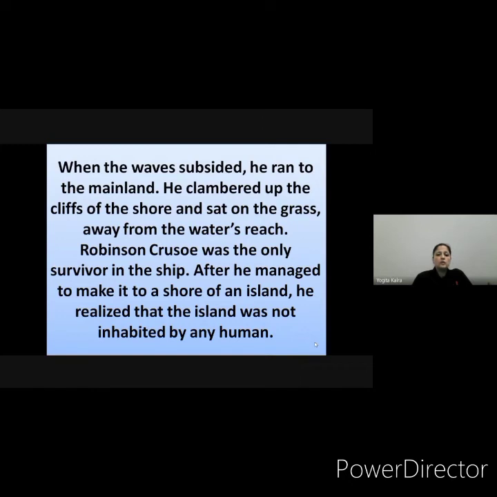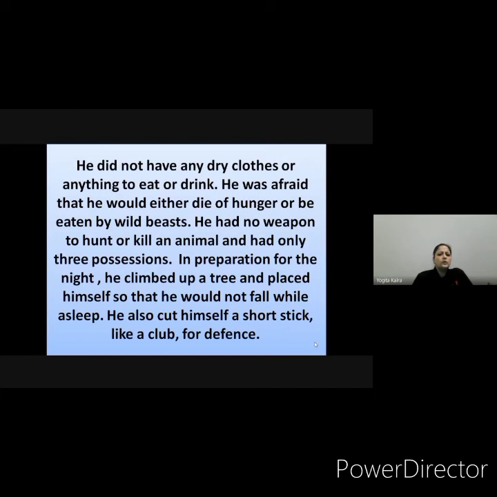Robinson Crusoe was the only survivor in the ship. After he managed to make it to the shore of an island, he realized that the island was not inhabited by any human. He did not have any dry clothes or anything to eat or drink. He was afraid that he would either die of hunger or be eaten by a wild beast. He had no weapon to hunt or kill an animal and had only 3 possessions.